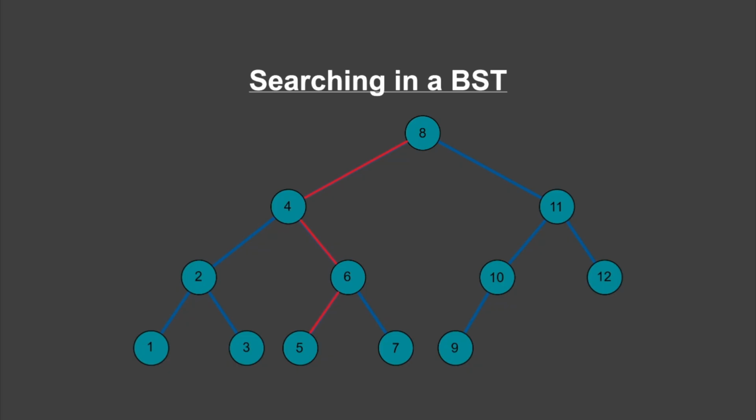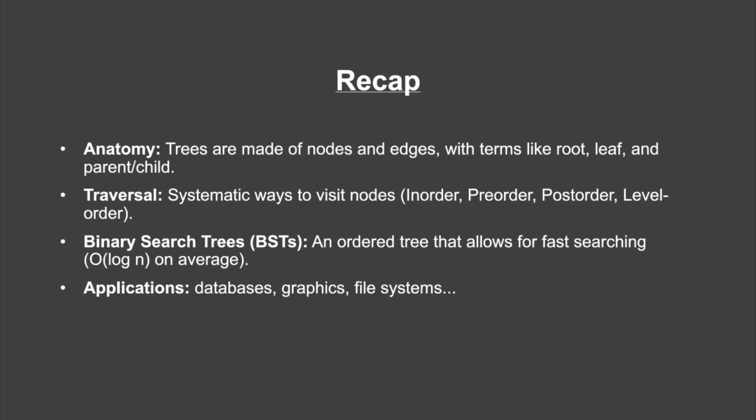For example, if you're looking for the node with the value 5, we start at root 8. 5 is smaller than 8, so we go left. Then we have 4, 5 is larger, so we go right. And then 5 is smaller than 6, so we go left and reach our node. The time complexity of searching in a binary search tree is big O of log n on average, with n being the number of nodes. So let's recap.